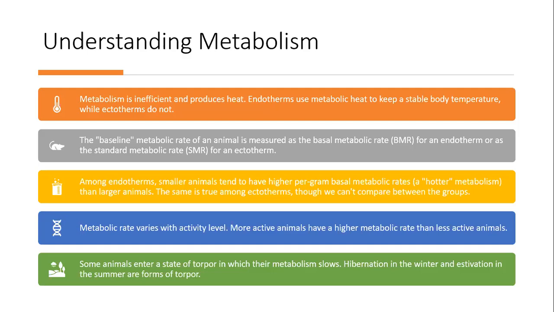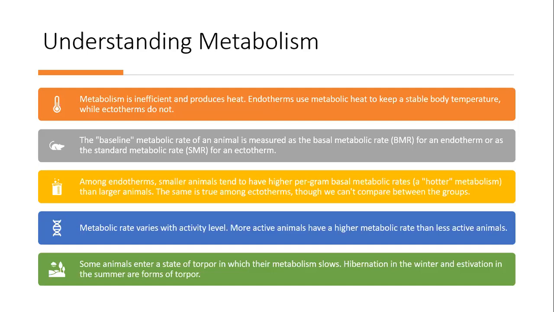Among endotherms, smaller animals tend to have a higher per gram basal metabolic rate, which means a hotter metabolism than larger animals. So what that means is that smaller animals tend to have a much higher temperature as their baseline metabolic rate. So let's say an organism's baseline metabolic rate is usually 25 degrees Celsius. For smaller animals, it would probably be 30, 35 degrees Celsius, right? And that means that smaller animals would be able to survive in much cooler or hotter temperatures than larger animals. So larger animals would probably stick to the 25 degrees Celsius, and anything below that can affect them. All right?